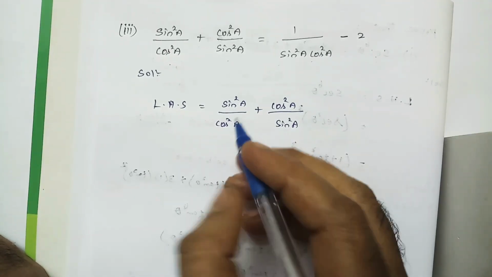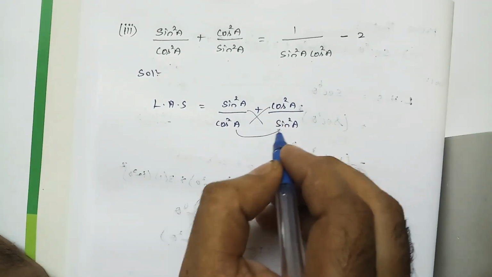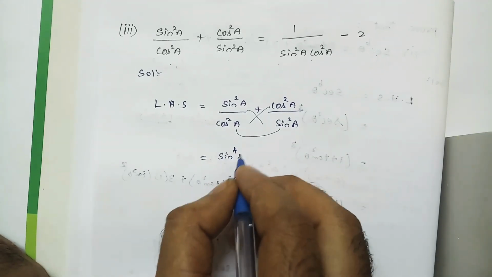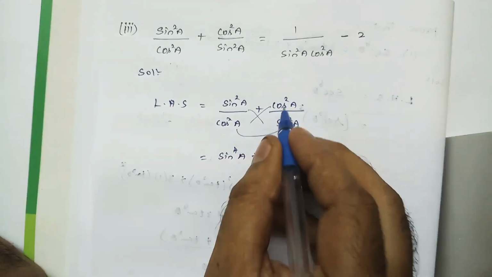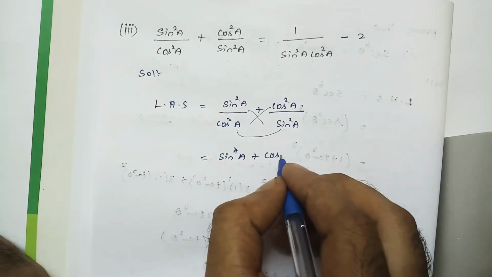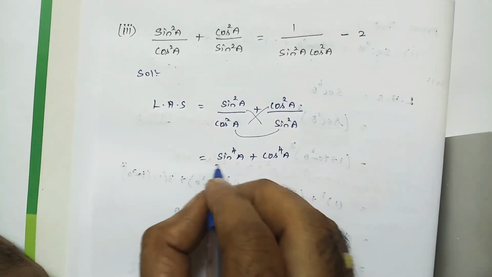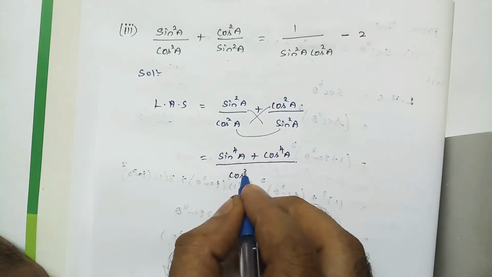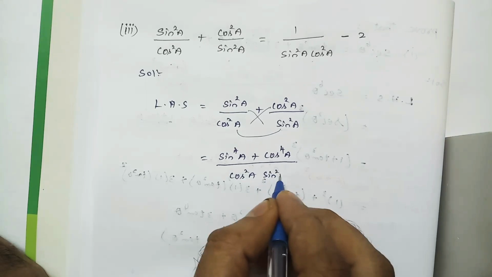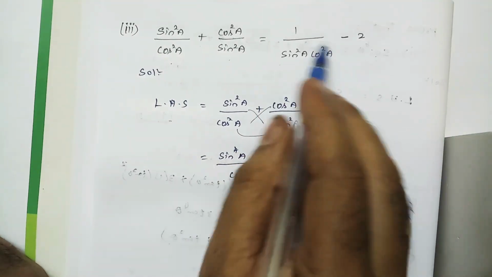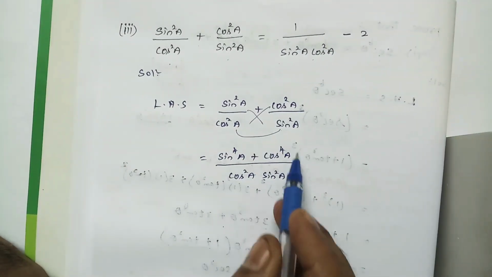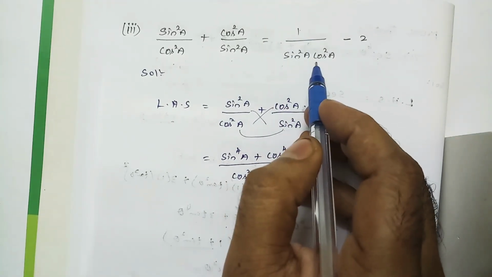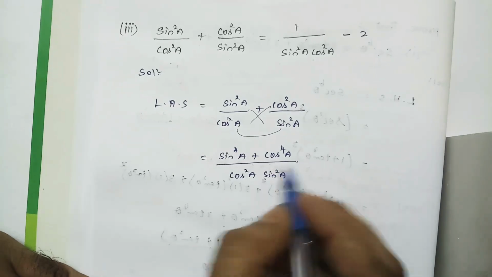So what we want to do is simply cross multiply. Sin²A into sin²A, sin⁴A, plus cos²A into cos²A, cos⁴A, divided by cos²A into sin²A. Looking at the RHS, we have the denominator alone, but we still have to simplify the numerator: 1 by sin²A cos²A minus 2.